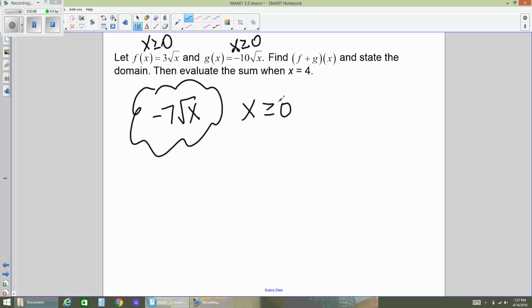Now, to evaluate the sum, you plug the 4 in. So negative 7 times the square root of 4 is equal to negative 7 times 2. Hey, that's negative 14.